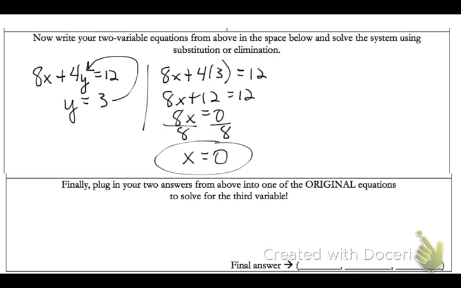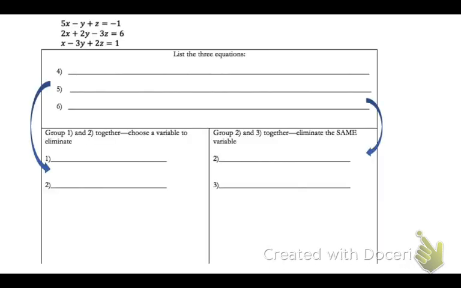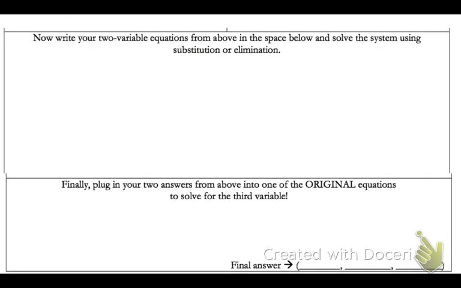So our last step is we're going to plug in those two answers into one of our original equations. So we're going back to our first set of three variable equations, to solve. I'm going to pick the simplest one. So since I need to find out what z is, and there is a z in equation number 3, that's the one that I'm going to pick. Okay, so the equation is negative x plus z equals 5. So I'm plugging in 0 for x.